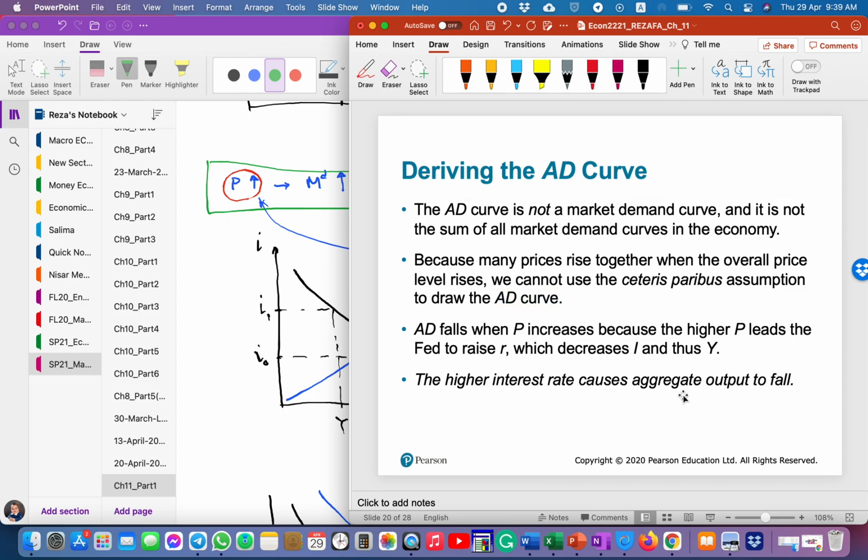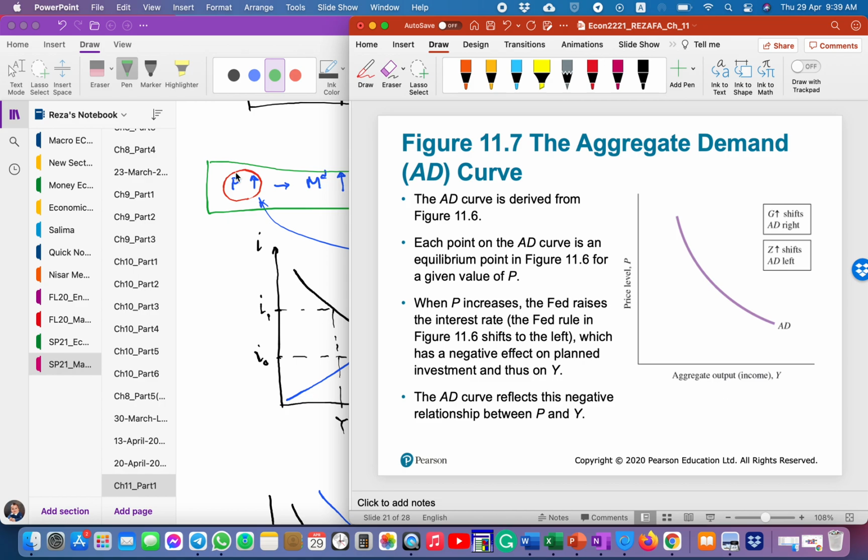The higher interest rate causes aggregate output to fall, and the aggregate demand curve is derived from the IS curve. Each point on aggregate demand is an equilibrium point in figure 11.6 for a given value of the price. When the price is increasing, the Fed raises the interest rate, and then it will affect the planned aggregate expenditure, and it's causing a change in Y, and aggregate demand reflects this negative relationship between the price and output.